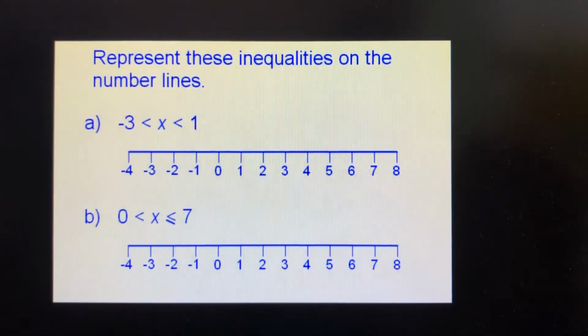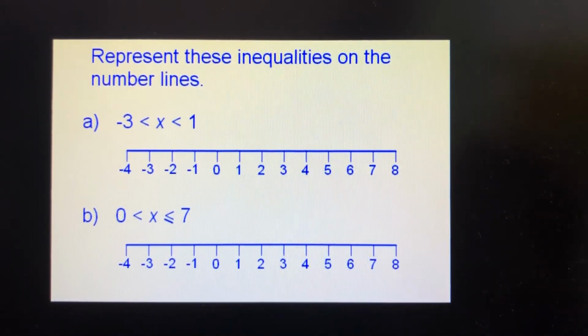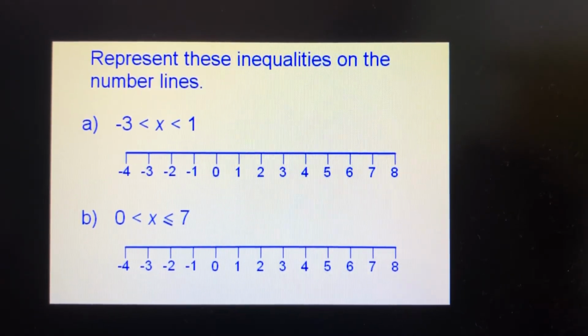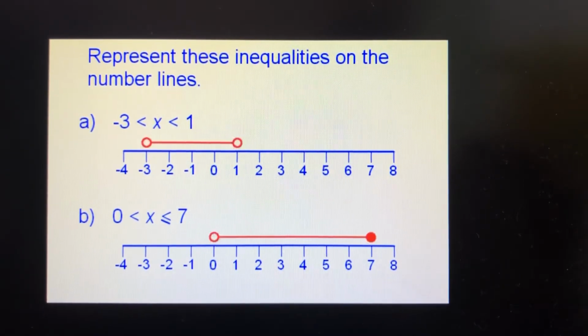Here are two for you to try. You'll need to draw the number lines out onto paper. Press pause and have a go. When you're ready, press play. Here are the answers.